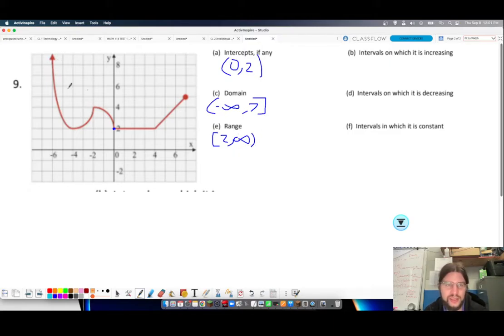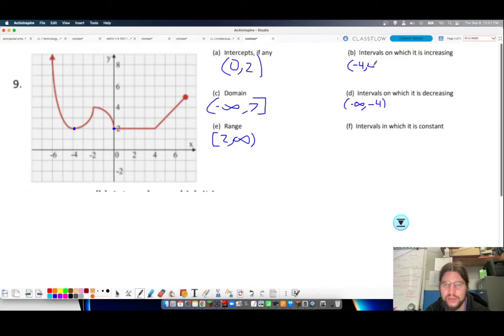Where is it increasing at? Well, increasing, decreasing, and constant. Let's do those all at once, left to right. From negative infinity until around here-ish, we're going down. So that's decreasing, from negative infinity to negative 4, and we're using x values. We don't include the endpoints because, well, is it decreasing or increasing at negative 4? That doesn't make sense. It's 1 point. Because it's decreasing on this side, then it starts increasing from negative 4 to negative 2.